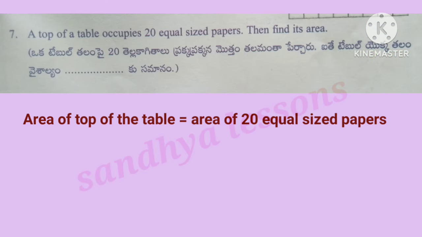Seventh problem, a top of a table occupies 20 equal sized papers. Then find its area. Area of top of the table is equal to area of 20 equal sized papers.